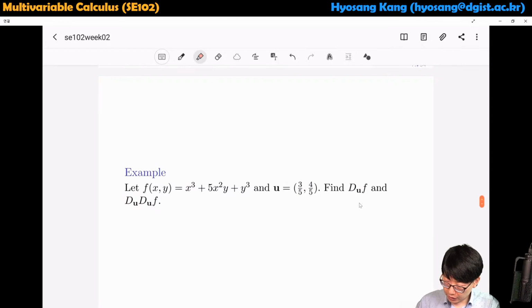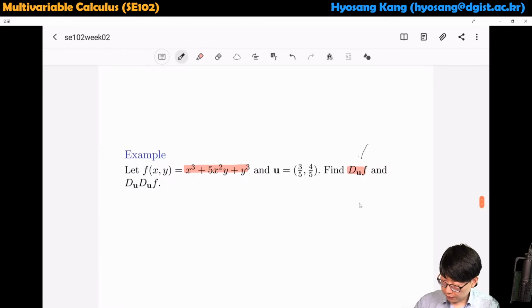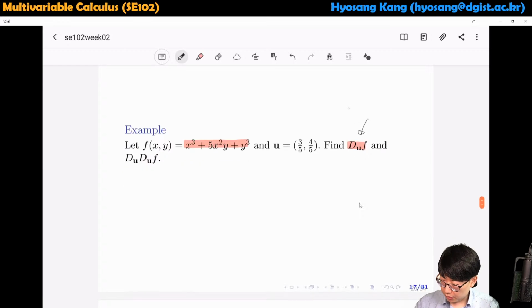So here's an example of a two variable function like this one, and let's first find D_u f. I didn't specify a point at which to find a directional derivative. That means I want to find a two variable function whose value is defined as the directional derivative. This is a two variable function, not a value.